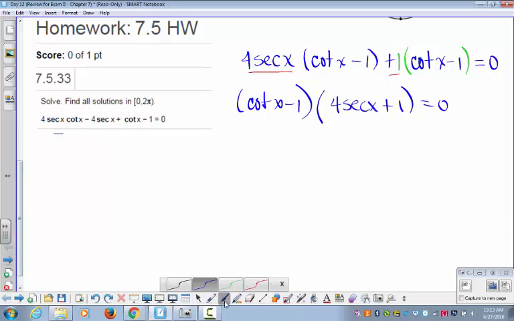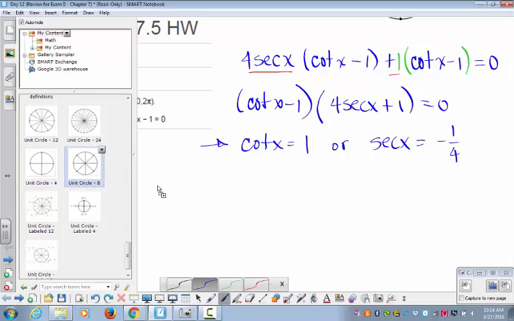All right, so that tells us that we have zero product rule going on now, so either the first factor is 0, so this tells us that cotangent of x is equal to 1, or secant of x is equal to minus 1/4. Let's go with the first one. Cotan x equals 1. Let's get an 8-sector circle out there.